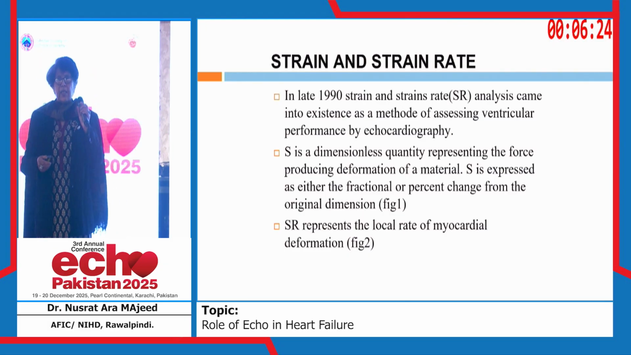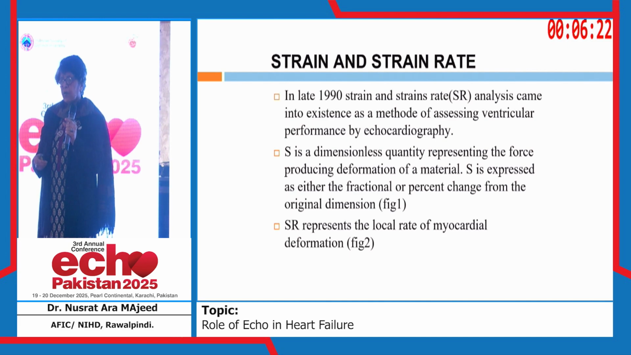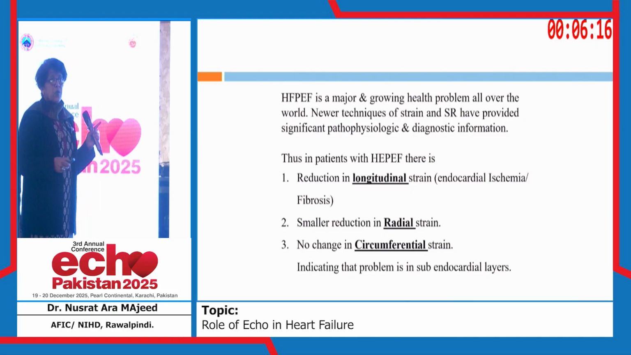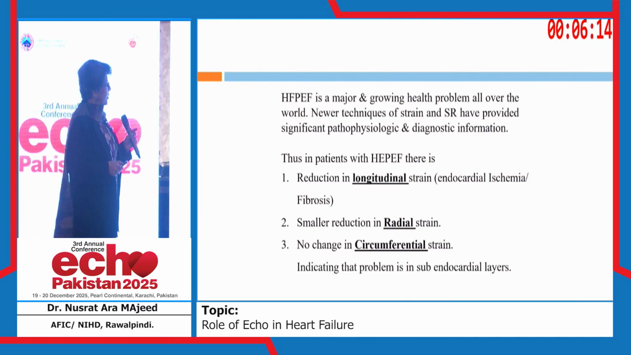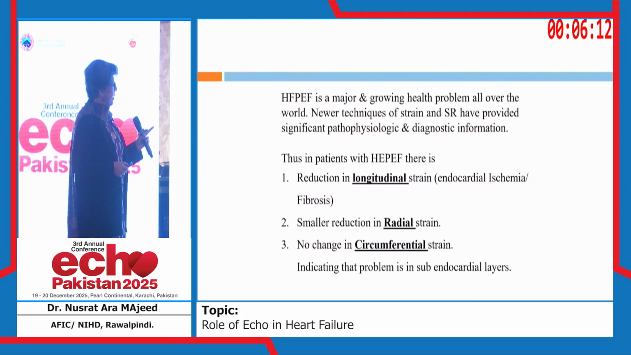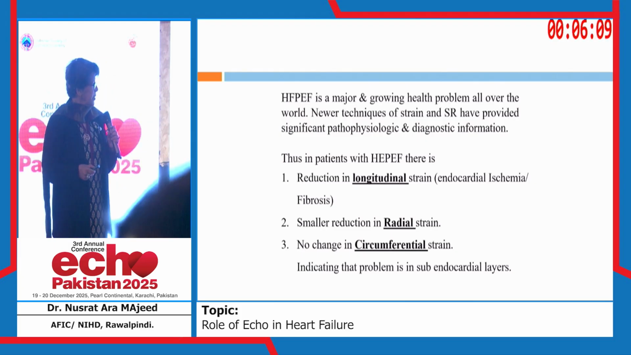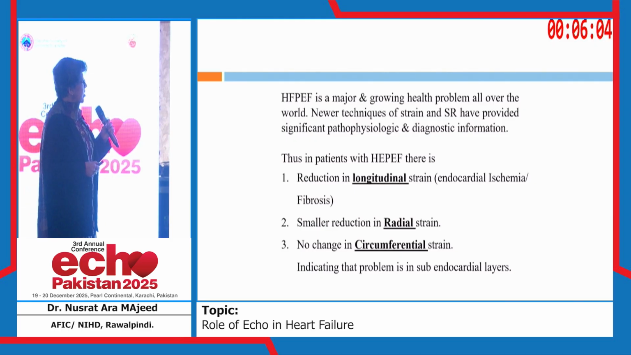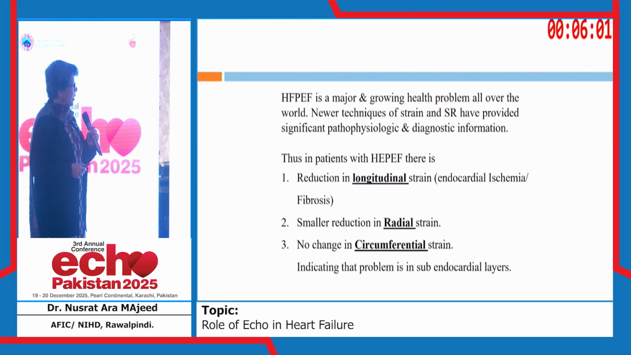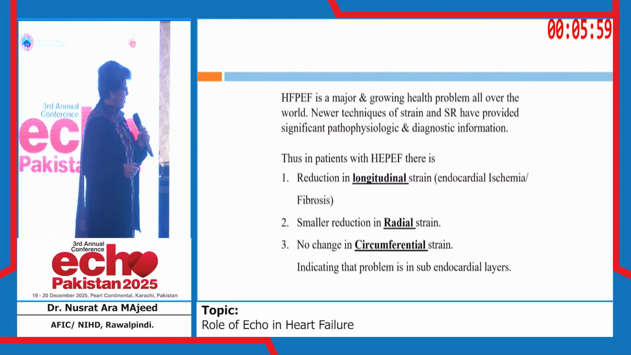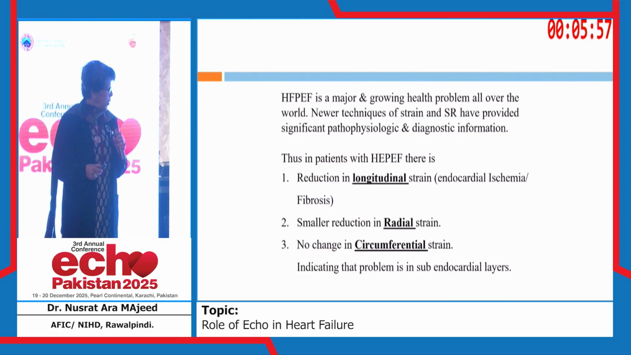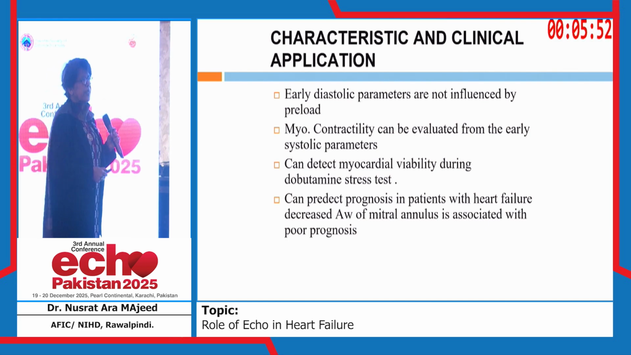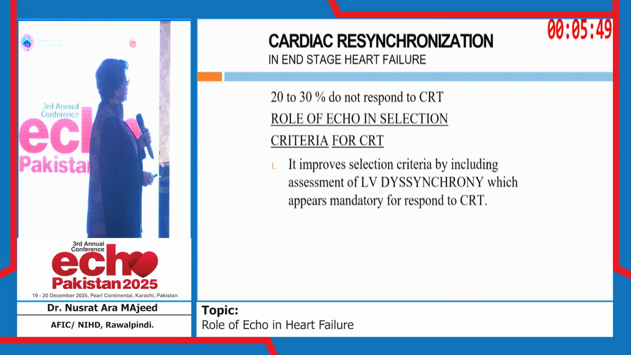You see, strain is a local area of deformation and contraction, so obviously it is very precise. And so heart failure with preserved ejection fraction is a big problem. And in here, there is reduction in longitudinal strain, which indicates endocardial ischemia and fibrosis, and smaller reduction in radial strain, and no change in circumferential strain, which indicates that the problem is at the level of subendocardial layers. Now, the characteristic is that this is not affected by loading conditions.